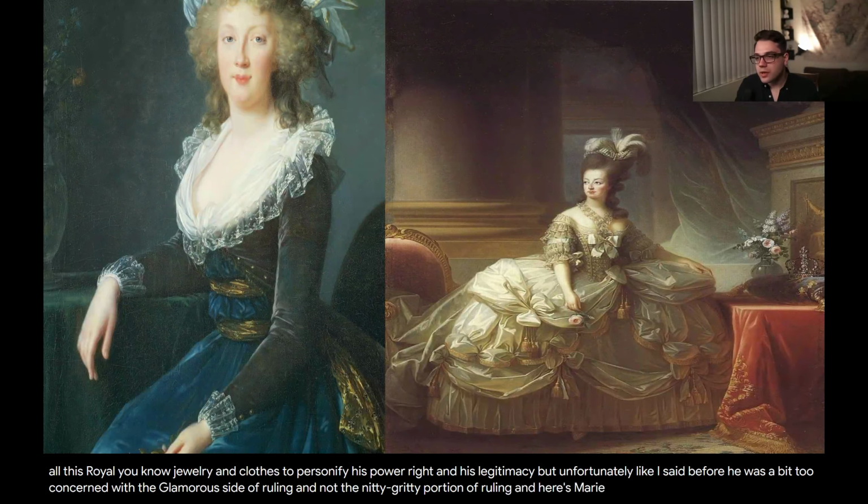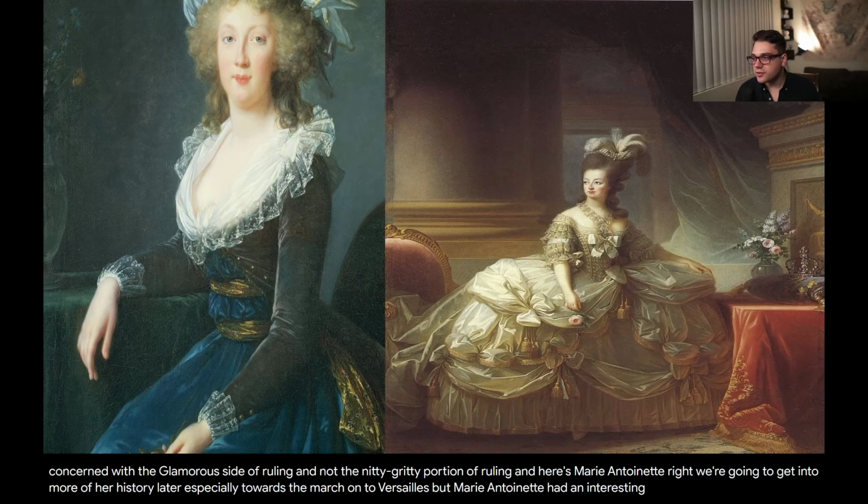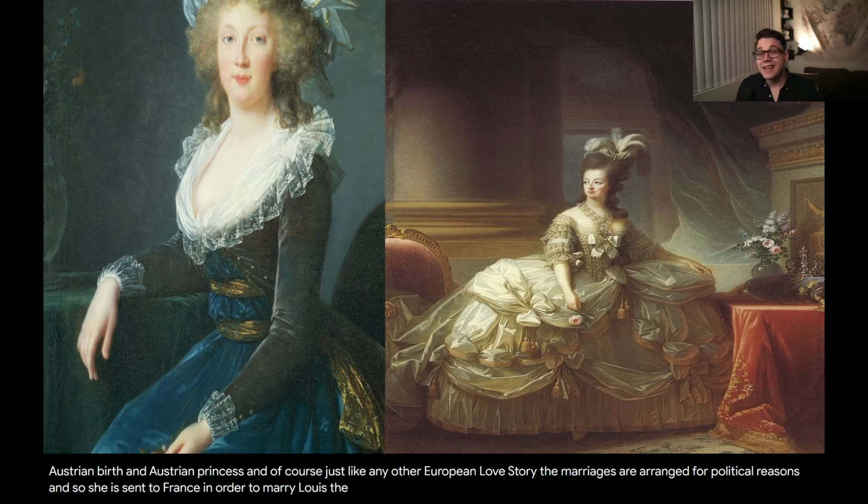And here's Marie Antoinette, right? We're going to get into more of her history later, especially towards the march onto Versailles. But Marie Antoinette had an interesting history as well. She was of Austrian birth, an Austrian princess. And of course, just like any other European love story, the marriages are arranged for political reasons. And so she is sent to France in order to marry Louis XVI at the age of 14. Imagine that for yourself for one moment.